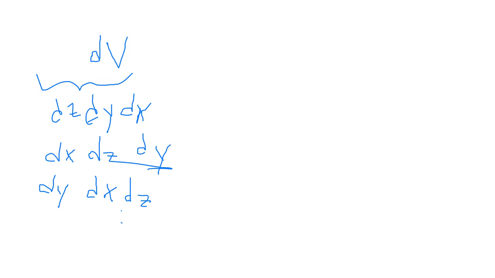But there are 6. 3 times 2 times 1. For the first choice, you have 3 choices: dz, dy, dx. For the second choice, you have 2 choices left, and then you have just 1 choice for the third. So that makes 6.